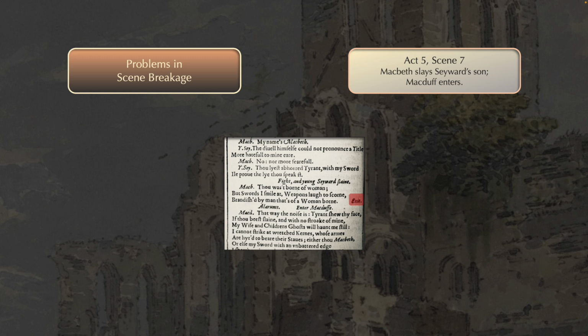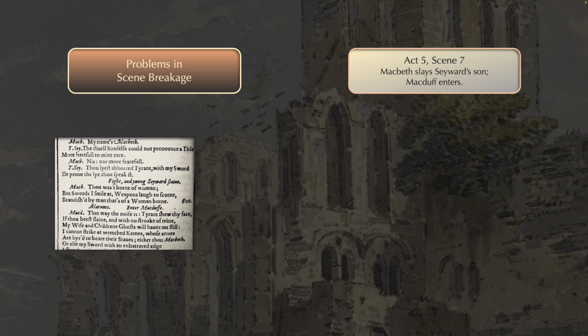Now, in a play, when the stage is vacated, that is usually when a scene break is put in. No one is left on stage. A new scene begins, and then characters repopulate the stage. So what happens here is he kills Seward, he leaves, and then Macduff enters. But in the folio text, it's all just one continuous scene. There is no scene break. And in fact, this happens several more times in Scene 7.